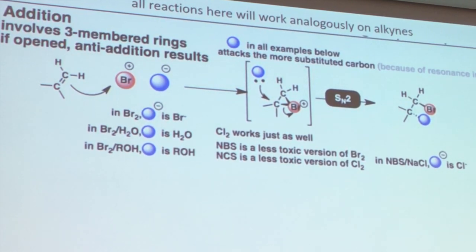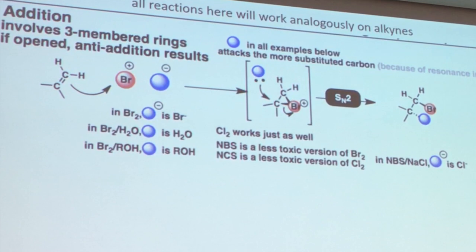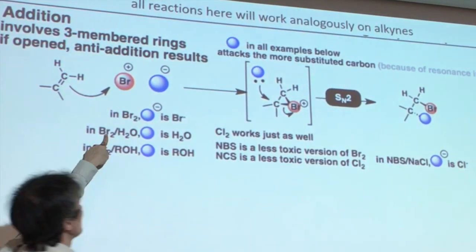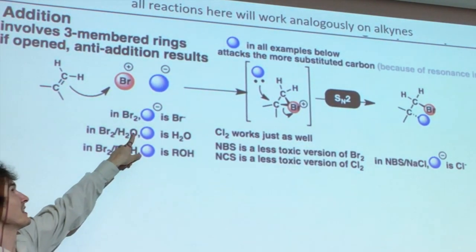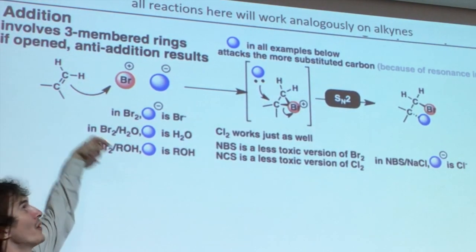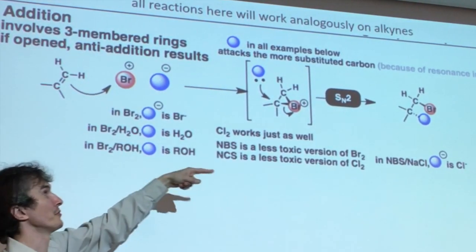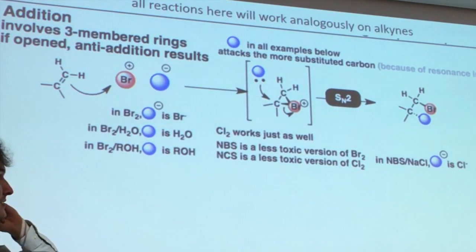What if you have bromine and alcohol? What's the blue ball then? Alcohol. Right? So in all these combinations, this will be your source of red ball, that's your bromine, the one that adds first. And then water or alcohol is the one that attacks it from the back. And this is how you have more complex substrates.